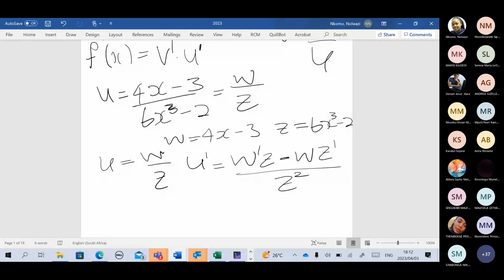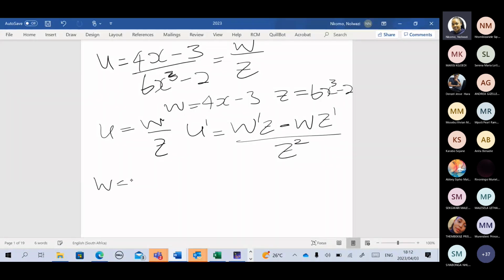If w is equal to 4x minus 3, to get w prime we need to use the power rule, right? If we use the power rule here to differentiate 4x minus 3, we'll get 4. If z is equal to 6x cubed minus 2, again here to get z prime we need to use the power rule, and we'll have 18x squared, right? So now we have w prime and z prime. We can just substitute them back here.